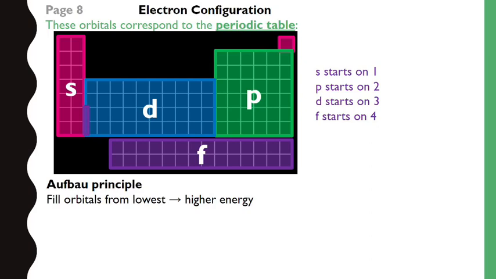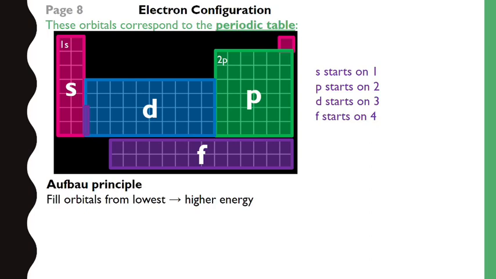But when we say that S starts at 1, that means that the first row, top left block of the S block is called the 1s. P starts at 2, so the top left square, the beginning of that P block, is what we call the 2p orbitals.